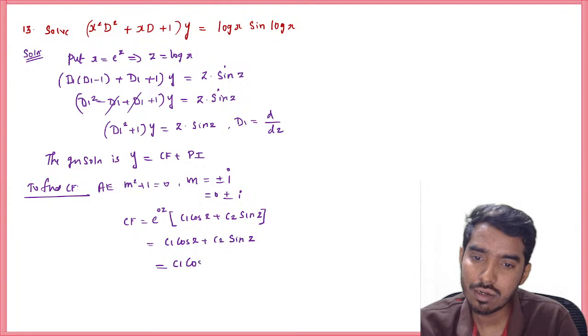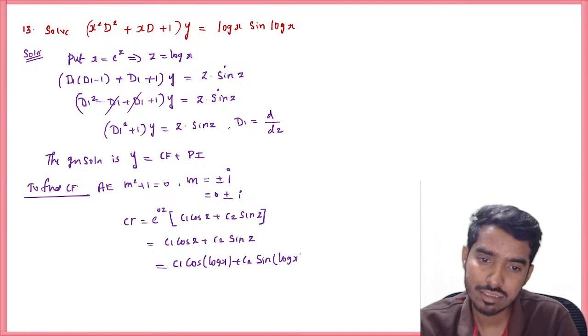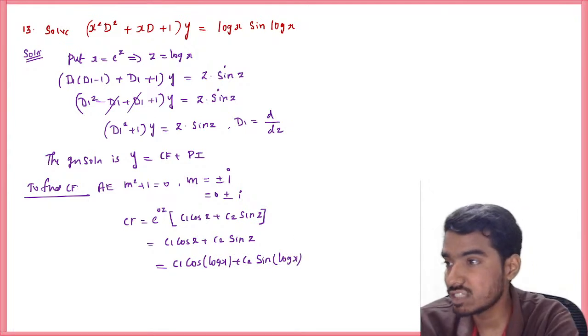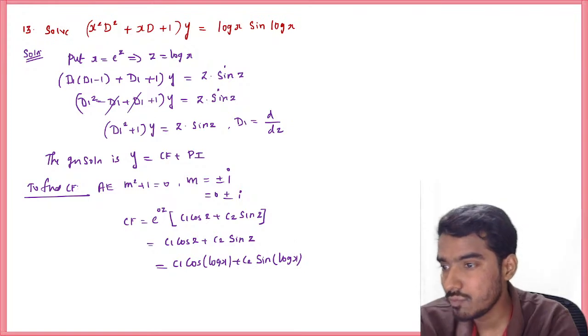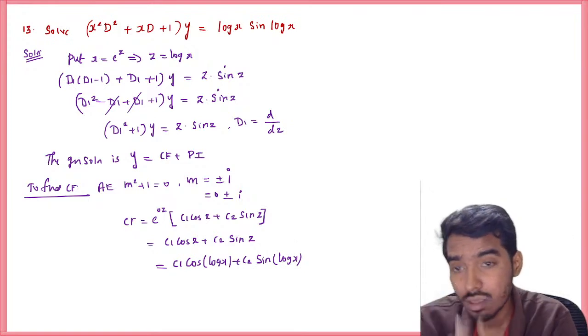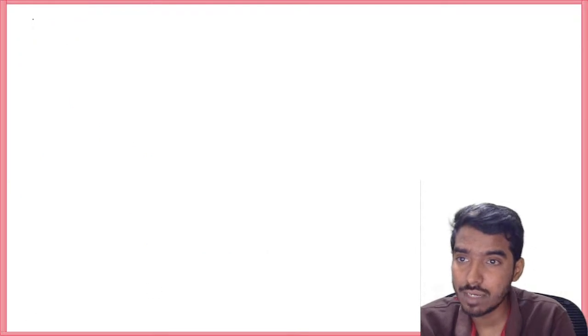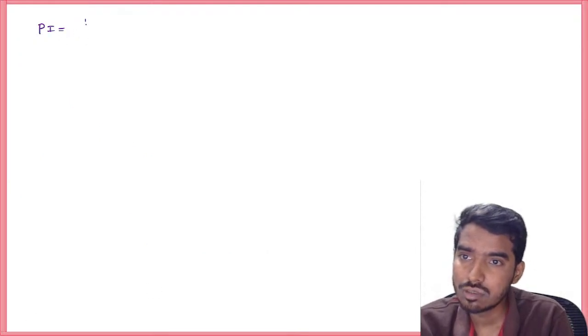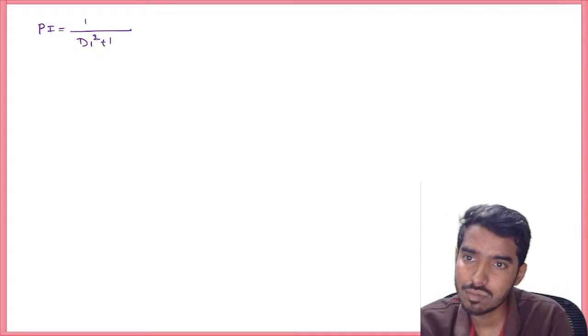So C1 cos log x plus C2 sin log x. This is your complementary function. Now you will find PI, right? So you will find PI. So 1 divided by f of D1, squared plus 1, on z into sin z.